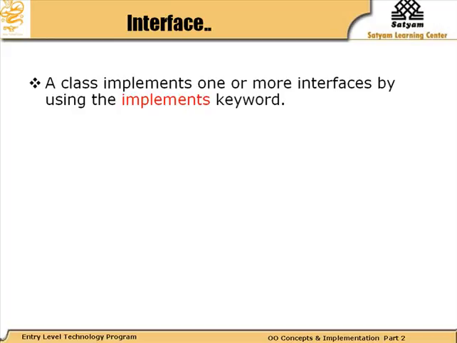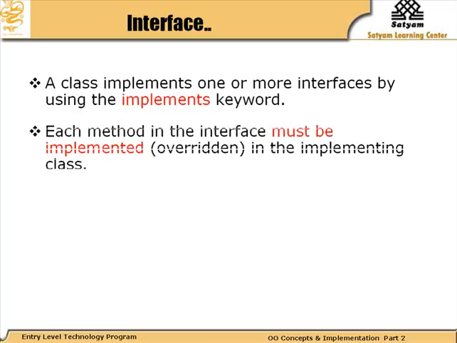A class implements one or more interfaces by using the implements keyword. However, this is not possible in inheritance. That is, a class can only extend one class. Each method in the interface must be implemented in the implementation class.